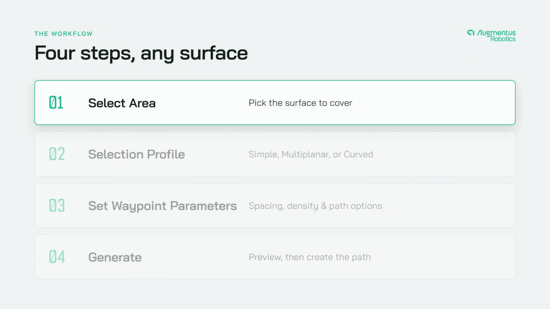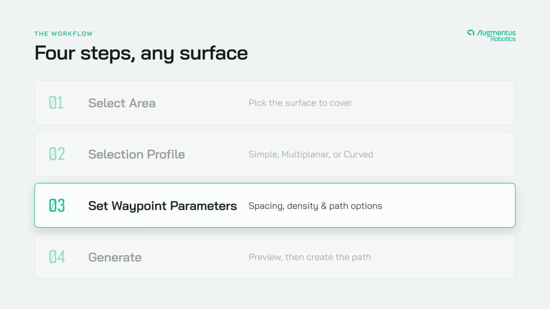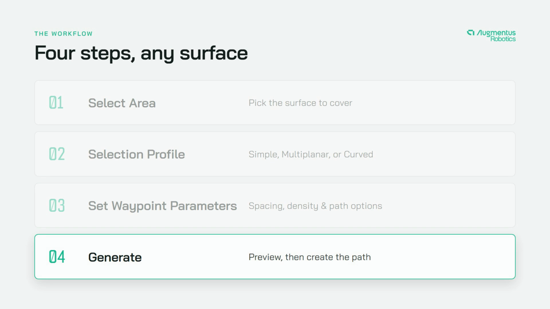AutoSurface works in 4 steps. First, select the area on the part you want to cover. Second, choose a selection profile to match the geometry. Simple for flat surfaces, multiplanar for multi-faced parts, and curved for pipes, tubes, and troughs. Third, set the waypoint parameters, the spacing, density, and path options. And fourth, generate the path.